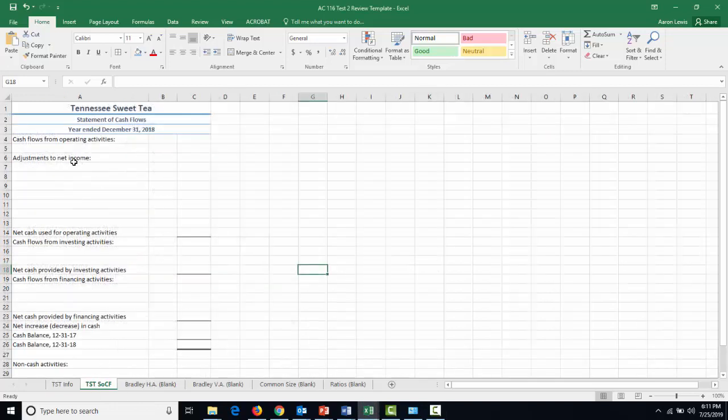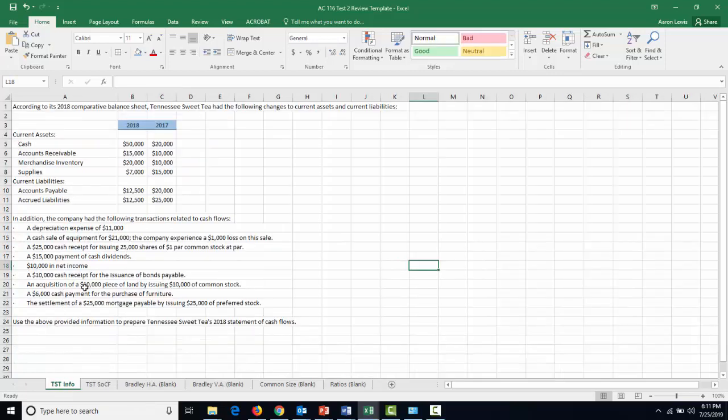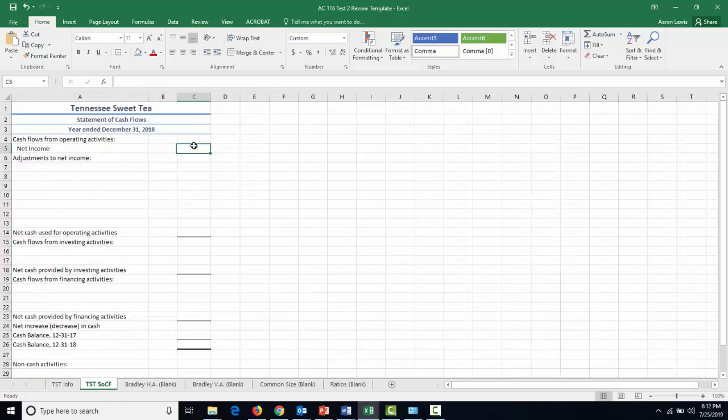The first thing that we always have on a statement of cash flows is going to be the company's net income. Again, we're going to set up our net income, and then we're going to adjust that net income so we can figure out our change in cash. So let's start with net income, and we're going to find that in the bullets listed on here. If we go down to our fifth bullet down, we see that Tennessee Sweet Tea had $10,000 in net income. So let's go and fill that in on our statement of cash flows in the right hand column. 10,000.